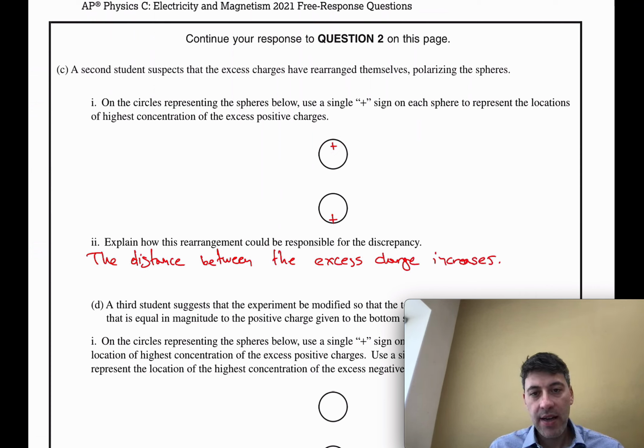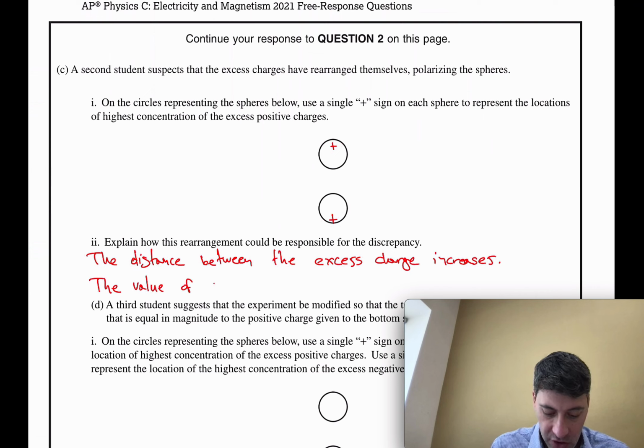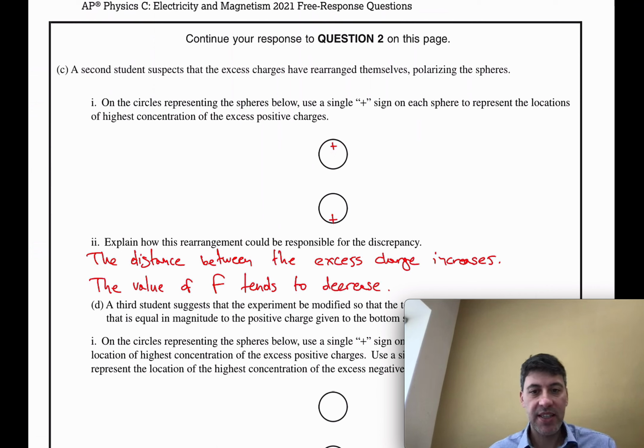And since the distance increases, the value of the force decreases. The value of the force tends to decrease. And again, this is what we see happening on the graph.